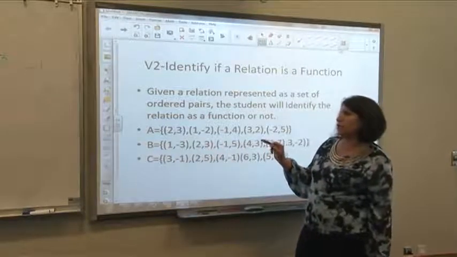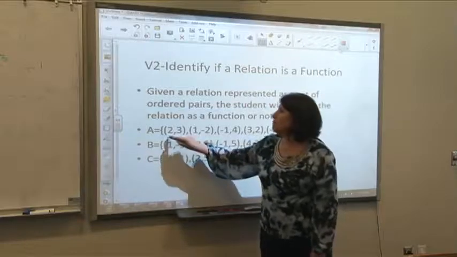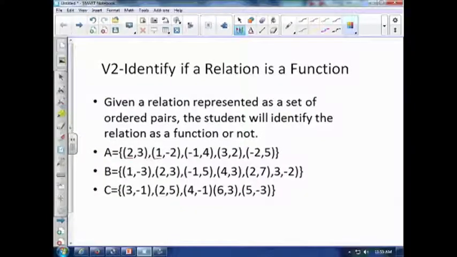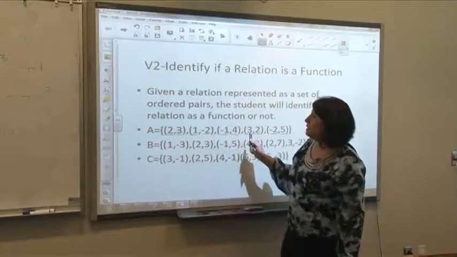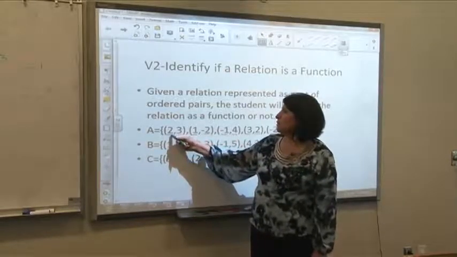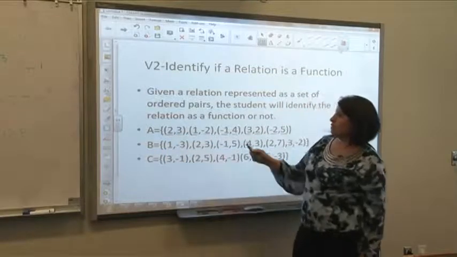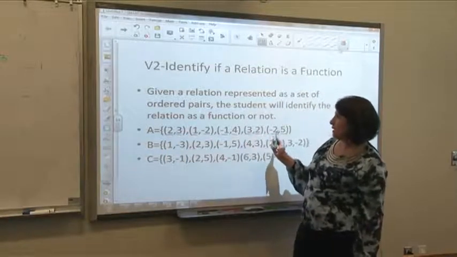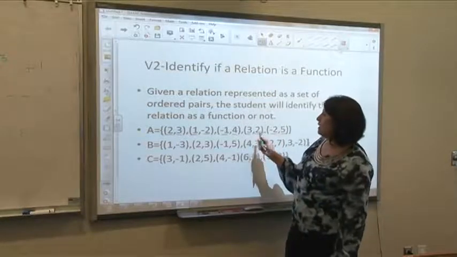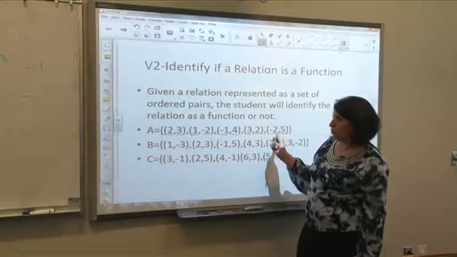If you remember, a function could be defined as mapping every element of the domain, which is the x-coordinates in an ordered pair, or input, with exactly one element of the range, which is the y-coordinates of those ordered pairs. So we can't map an x-coordinate with two different y-coordinates for it to be a function.